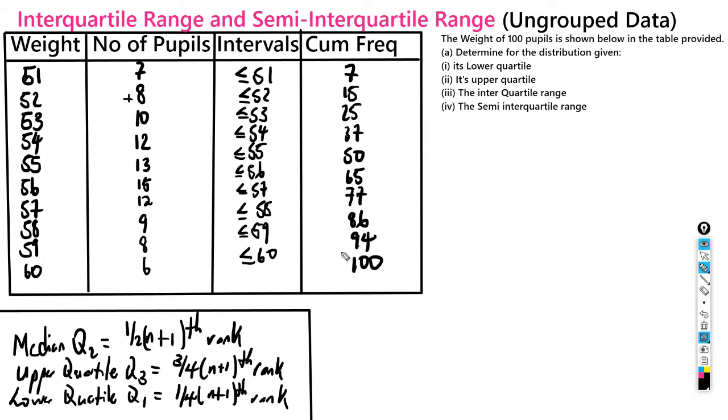Alright, guys, that's how you find the intervals and the cumulative frequency, and you need these to answer the questions here. So the first one says determine its lower quartile. We know from the formula here that the lower quartile, Q1, is equal to 1 over 4 times the n plus 1th rank. Cool? In this case, n is equal to 100. The sum of the frequencies at the end is equal to n.